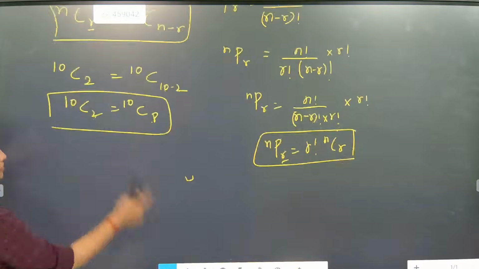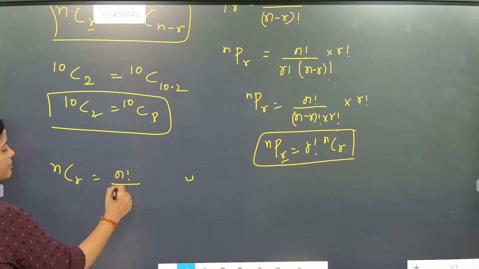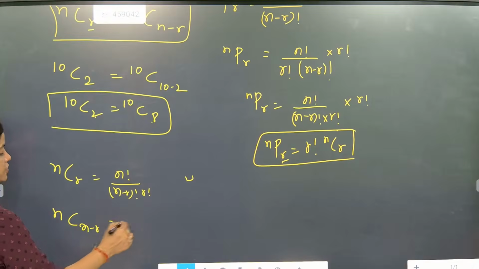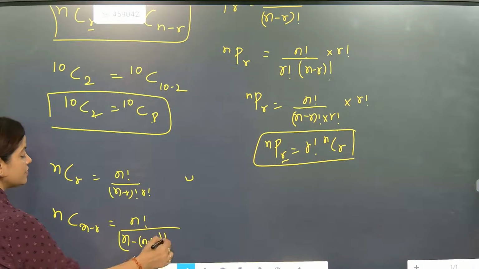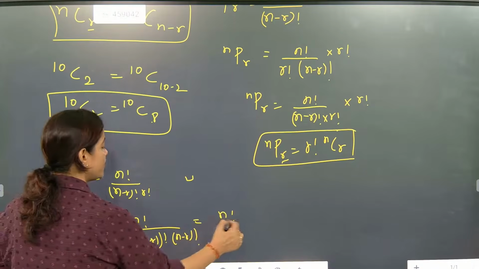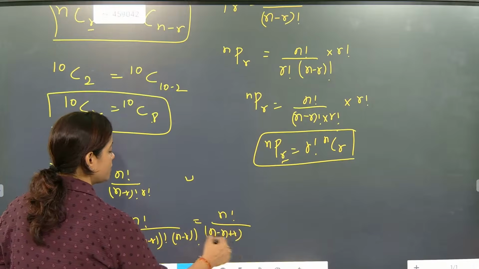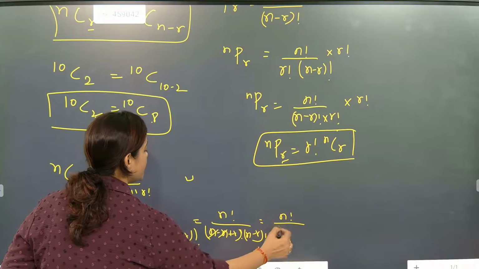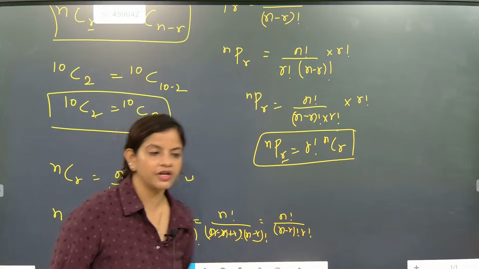If somebody asks you this, how are you going to do it? nCr is equal to n factorial by (n minus r) factorial into r factorial. Now nC(n minus r) will become n factorial by (n minus r) factorial into (n minus (n minus r)) factorial. So what will it become? n factorial by (n minus r) factorial into r factorial, since n minus n plus r is r. So this cancels, and we get n factorial by (n minus r) factorial into r factorial.